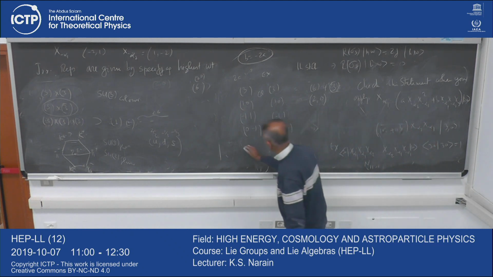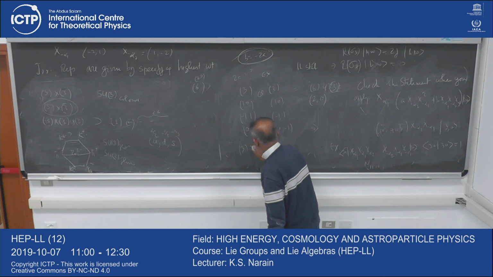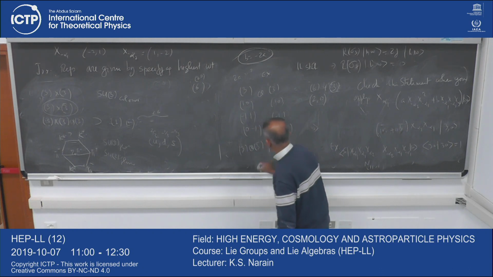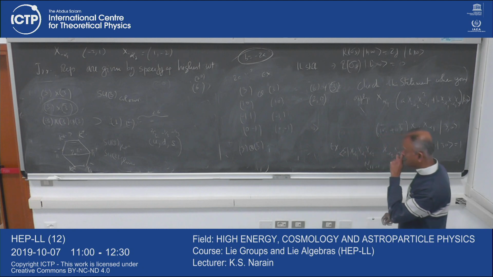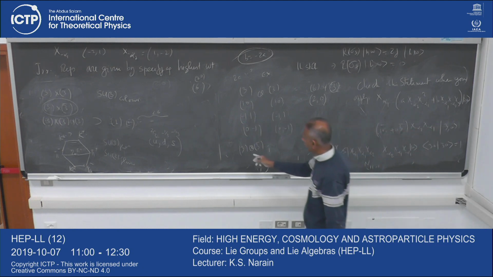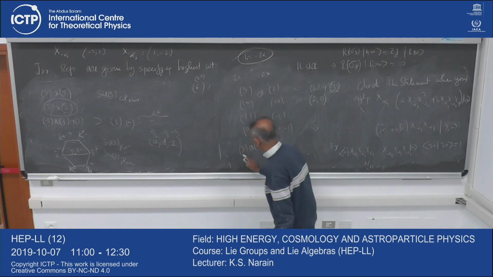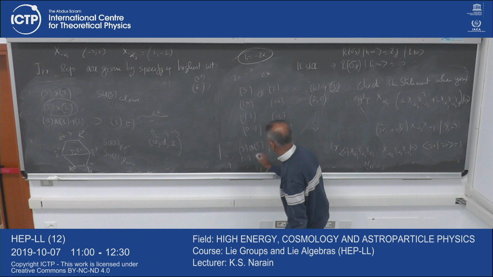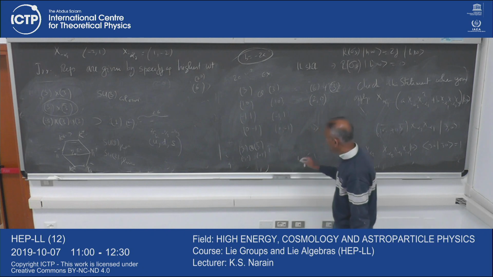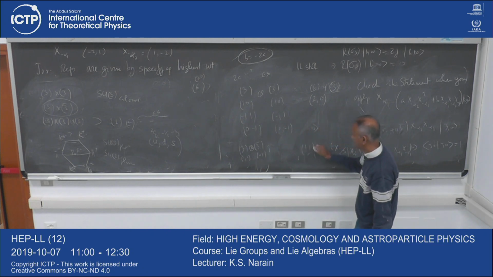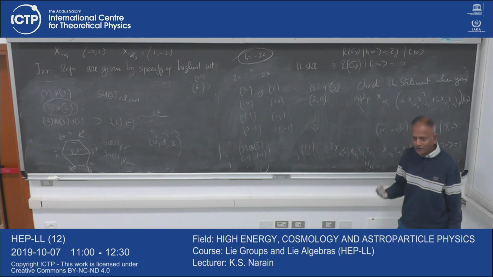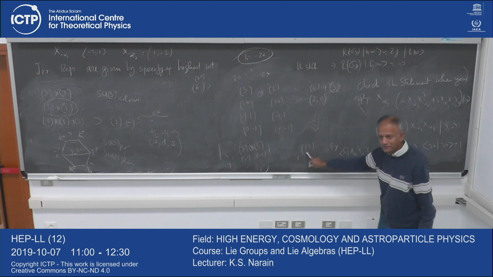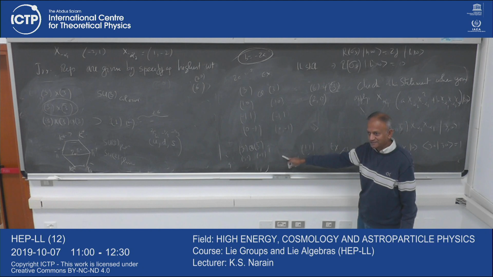Now, what about 3 times 3 bar? Again, 3 times 3 bar, as far as dimensionality is concerned, is 9. The weight is 1, 0, and here is 0, 1. Right? So the highest weight is 1, 1. So you know this is the highest weight of the adjoint representation. Right? So surely there is an adjoint representation. Okay. What is left over?